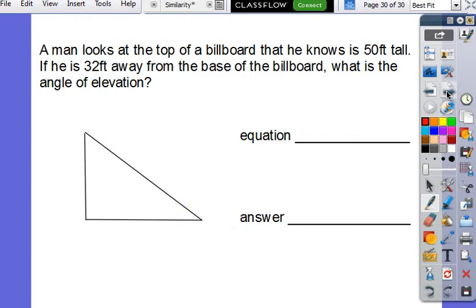All right, this one says, what is the angle of elevation? So I know that I'm going to be looking for my angle. A man is looking at the top of a billboard. He knows it's 50 feet tall. So the billboard is 50. He is 32 feet away from the base. What is the angle of elevation? Remember, they're going to put the little theta symbol in there. If you want to use an X, use an X. What is my equation going to be for that? Tangent of theta is 50 over 32. And if I'm looking for an angle, what am I going to do on the calculator? The inverse, second, in this case, second tangent.